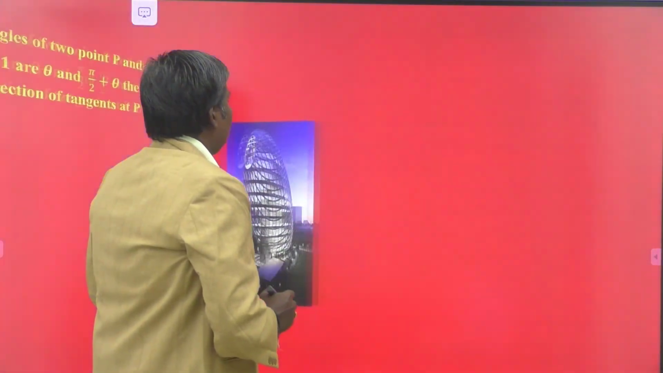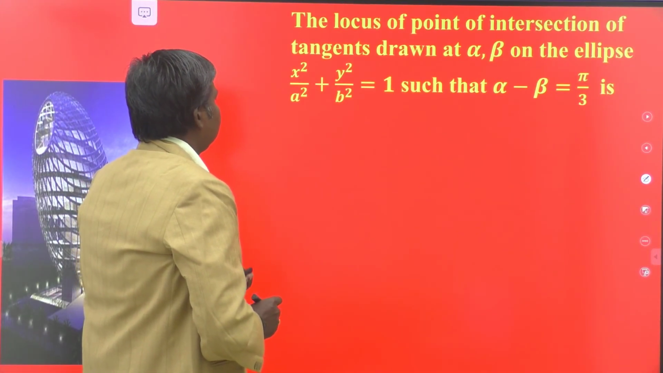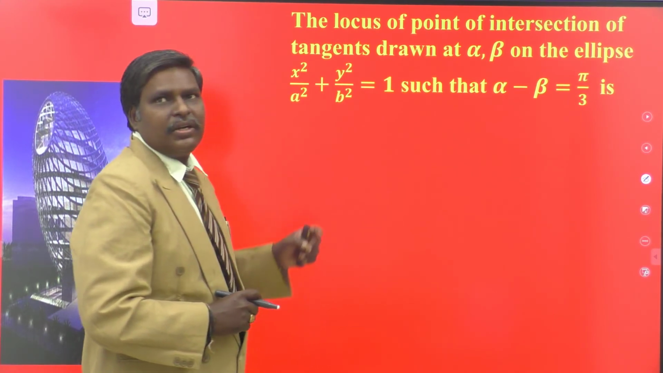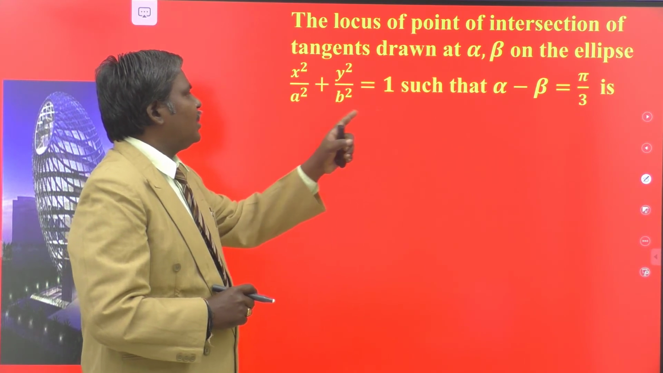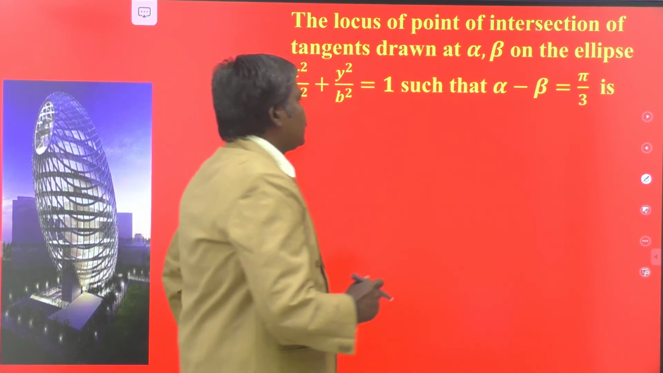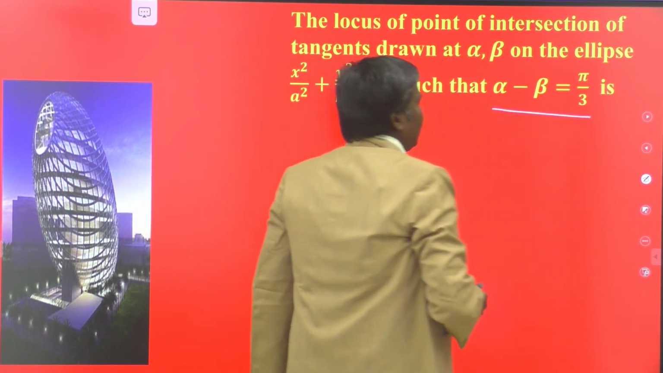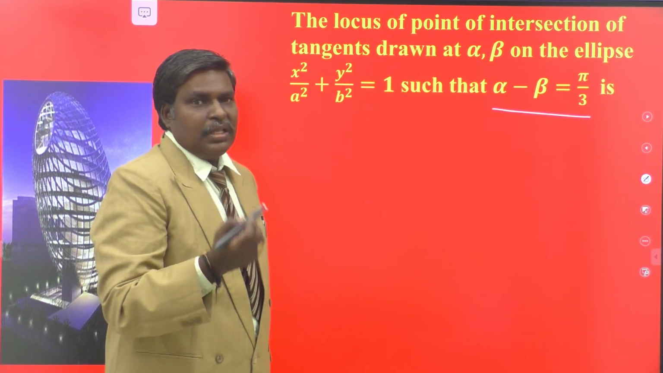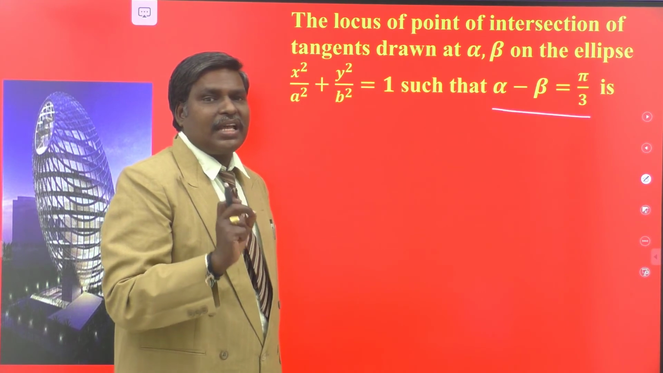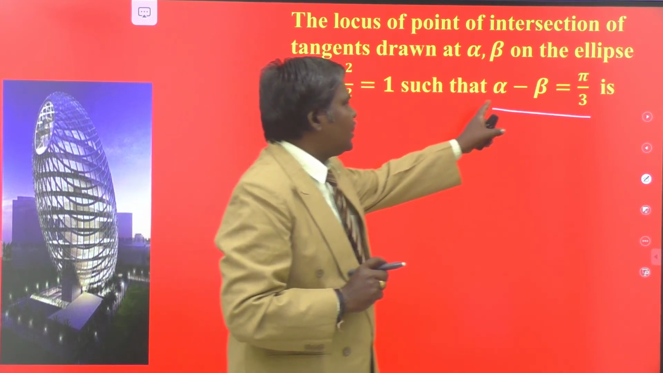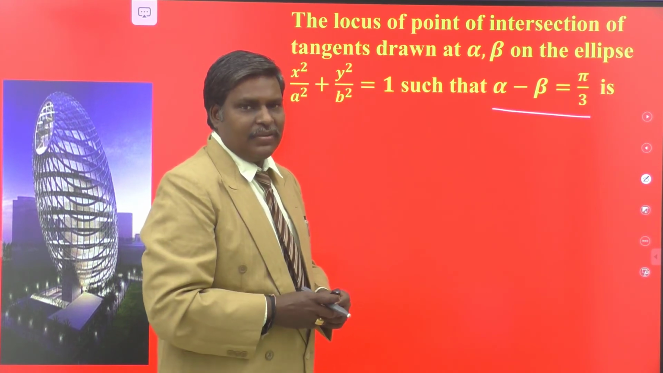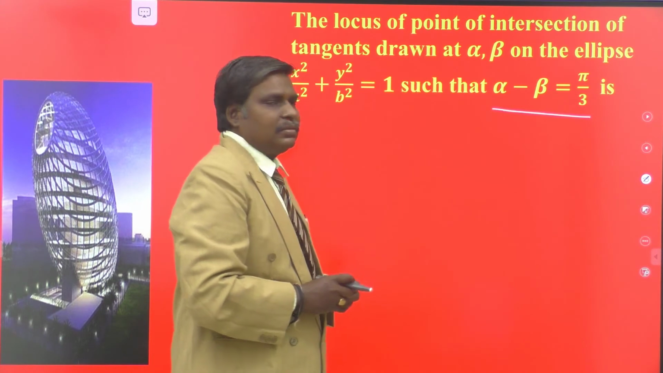Okay. Next one. The locus of point of intersection of tangents drawn at alpha and beta on the ellipse x square by a square plus y square by b square equal to 1, such that alpha minus beta is pi by 3. In the previous concept, the eccentric angles differ by pi by 2. But here the eccentric angles differ by what? Pi by 3. So it is a little more difficult to eliminate theta.